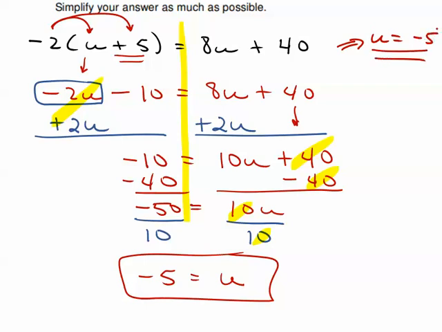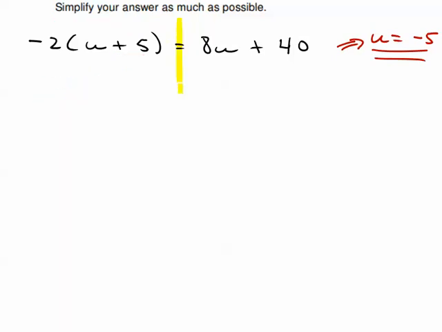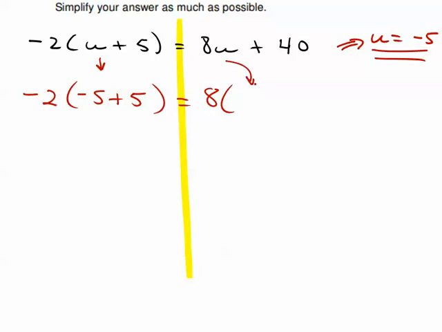So it's important that you check your answers. So what we're going to do now is check it. If you remember, what we want to do to check it is substitute our answer into the variables wherever they appear. So on the left-hand side, I have negative 2 times the quantity of u plus 5, and the answer for u we found to be negative 5. On the right-hand side, again, we're going to substitute the value of u, our answer, which is negative 5, and then simplify both sides.